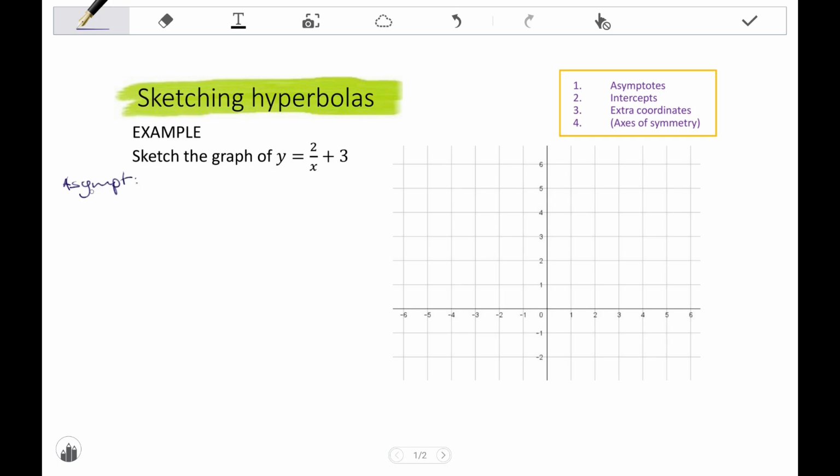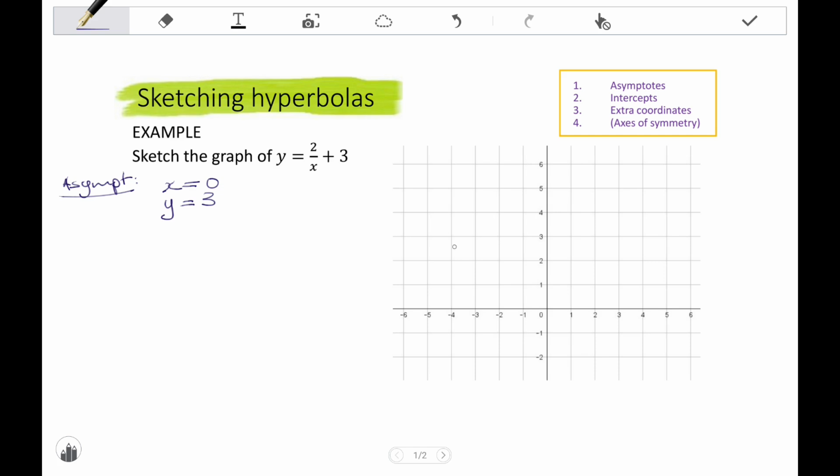So asymptotes: our vertical asymptote has the equation x equals, in this case, the value that would make the fraction undefined, which is 0. Our horizontal asymptote has the equation y equals the q value, which is 3. So once you understand what the equations of your asymptotes are, sketch them. And we sketch asymptotes as dashed lines.